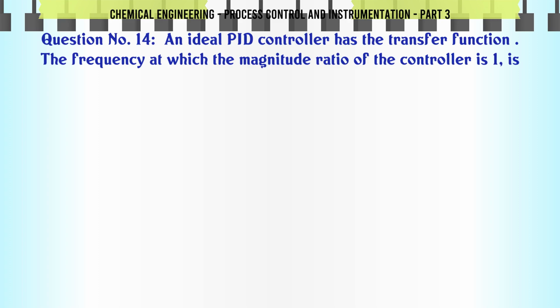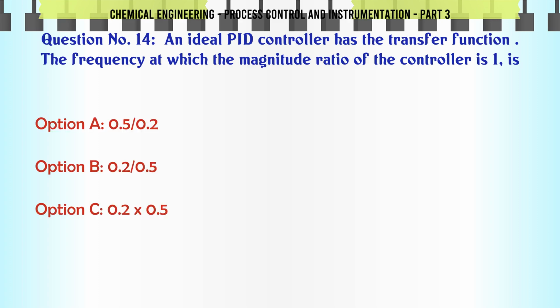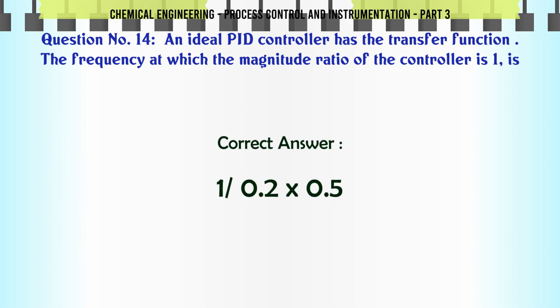An ideal PID controller has the transfer function. The frequency at which the magnitude ratio of the controller is 1 is: A. 0.5 0.2, B. 0.2 0.5, C. 0.2x 0.5, D. 1 0.2x 0.5. The correct answer is 1 0.2x 0.5.